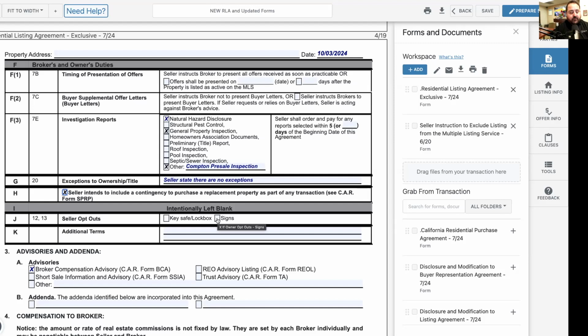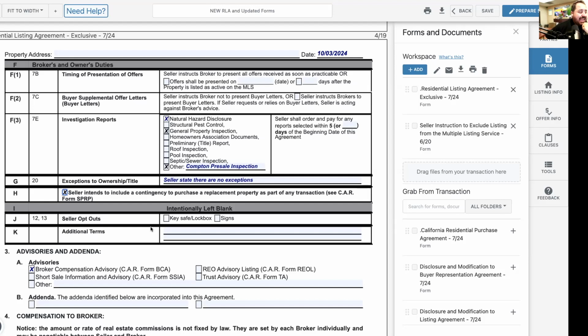Again, just make sure that if you have a seller who says, "I don't want the lockbox and I don't want a sign," have the conversation with them about what potential damage that does as far as selling the property in a timely fashion or for the highest price possible, right? It's going to diminish the availability for a buyer's agent to show it, and it's going to diminish the exposure because there is no sign. Okay.